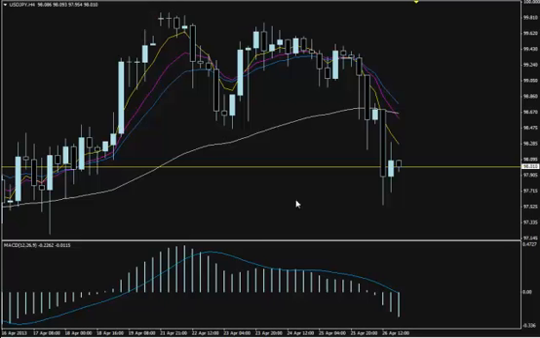So this is how you should think about this pair. The pair is definitely in a bullish trend. Try to jump in as soon as it resumes its uptrend.